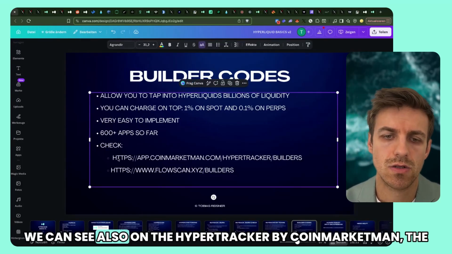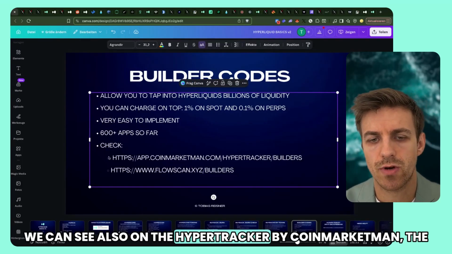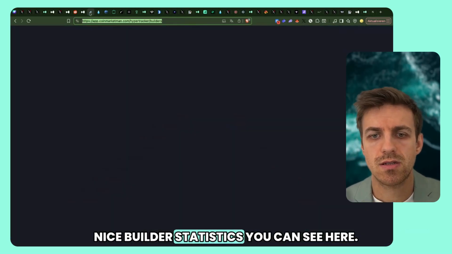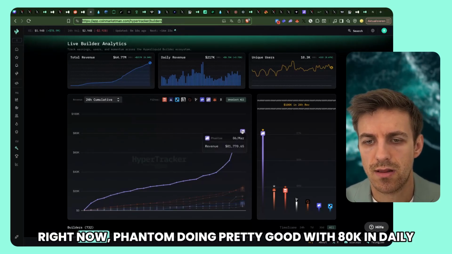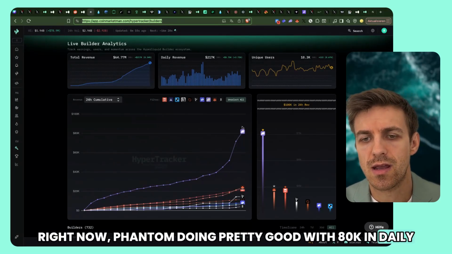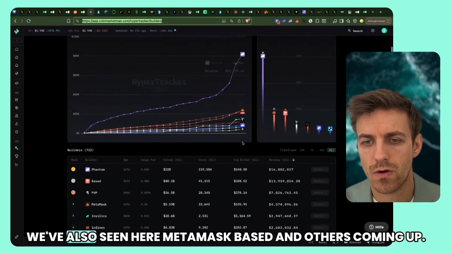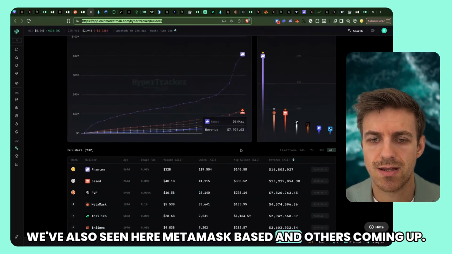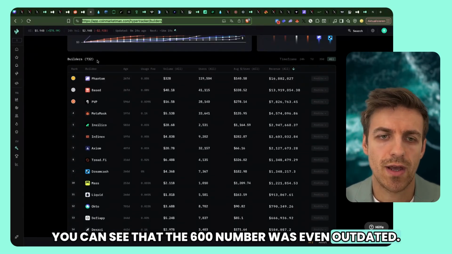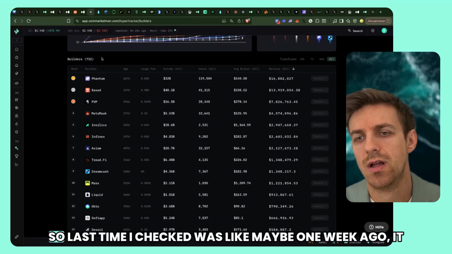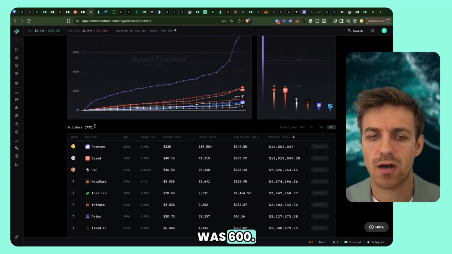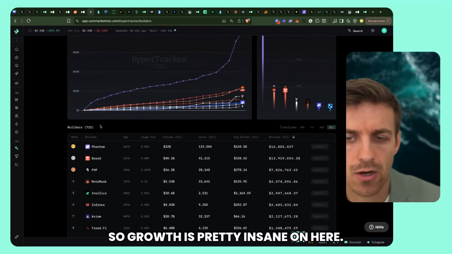We can see also on the HyperTracker by CoinMarketMan the nice builder statistics. You can see here right now Phantom doing pretty good with 80K in daily revenue. We've also seen MetaMask, Based, and others coming up. You can see that the 600 number was even outdated, we are at 732. Last time I checked was maybe one week ago, it was 600. Growth is pretty insane on here.